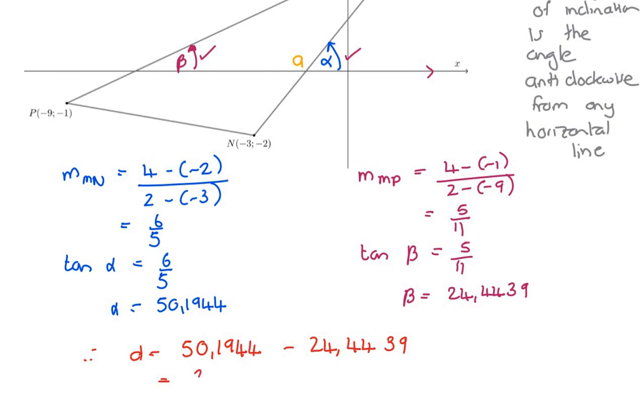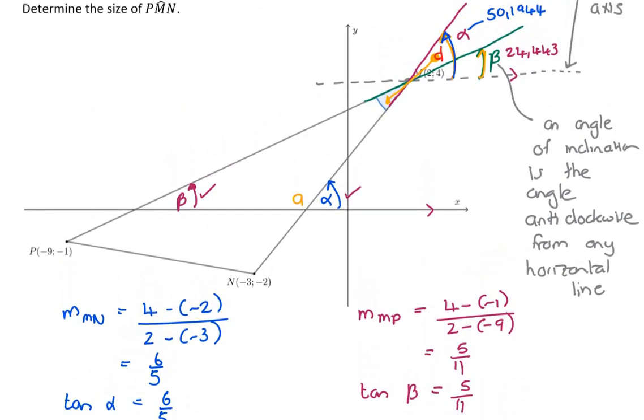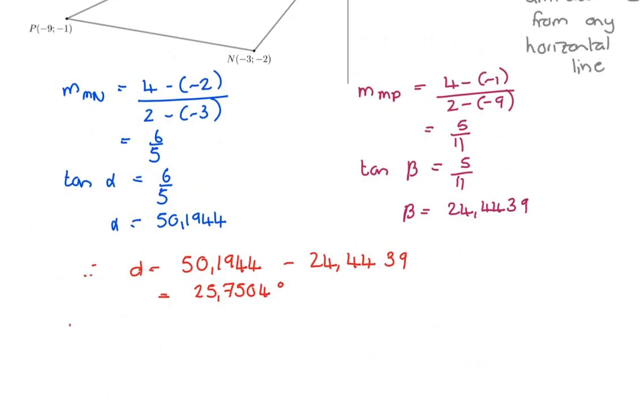So D is 25,7504 degrees. And now that's perfect because I can go vertically opposite to the one I wanted. So therefore PMN is 25,75 degrees. And my reason: vertically opposite angles are equal.